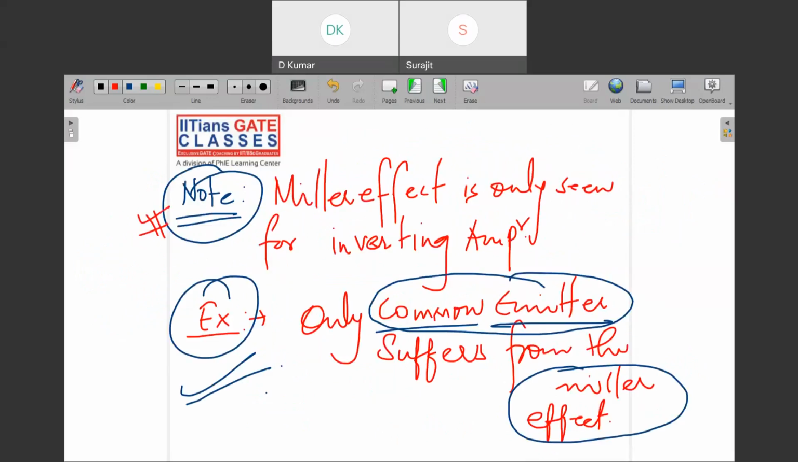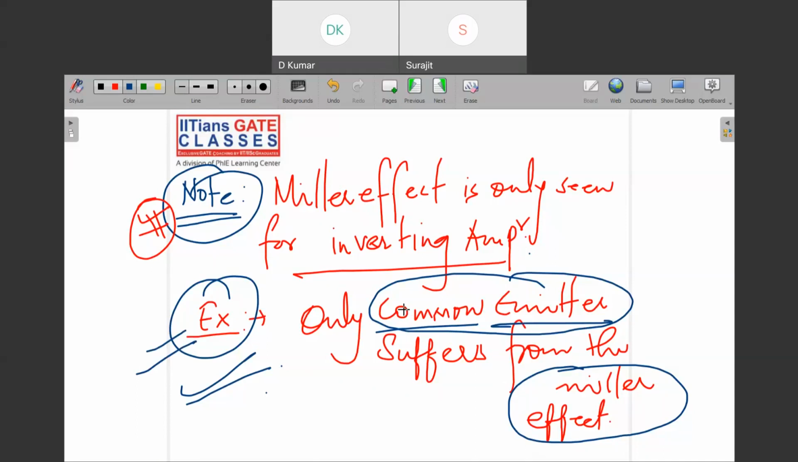I'll also give you an important note which many students do not know: the Miller effect is only seen for an inverting amplifier. Do not break your head over non-inverting amplifiers. Whether the bandwidth will increase or decrease, you have to check for an inverting amplifier. And the gain should be finite. If there is a finite gain, then there will be the Miller effect.